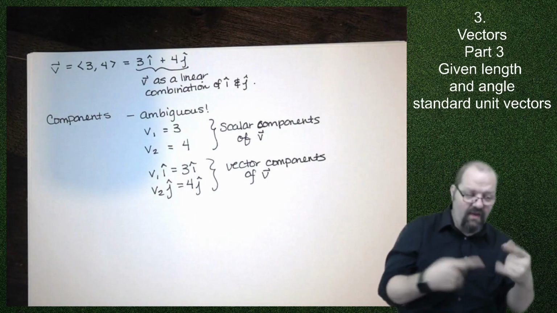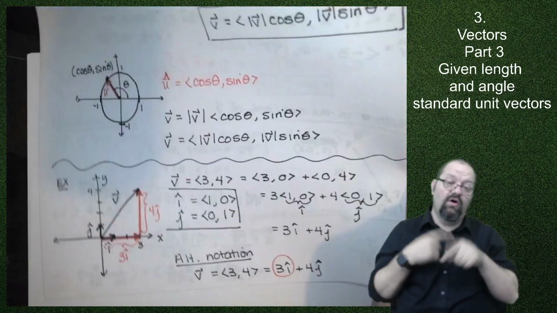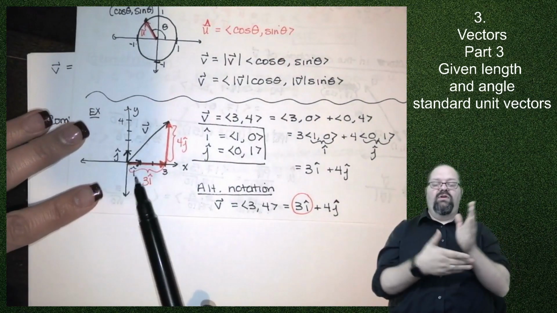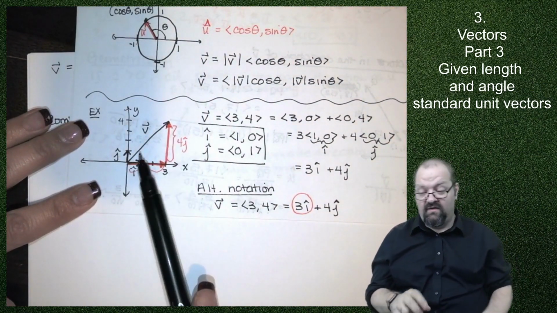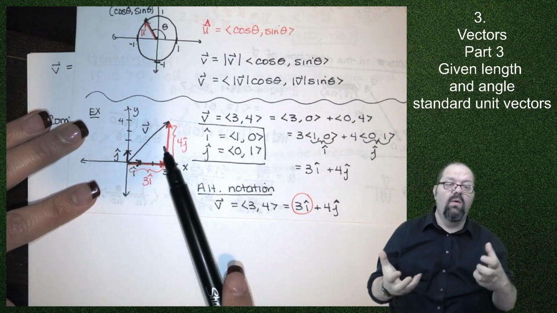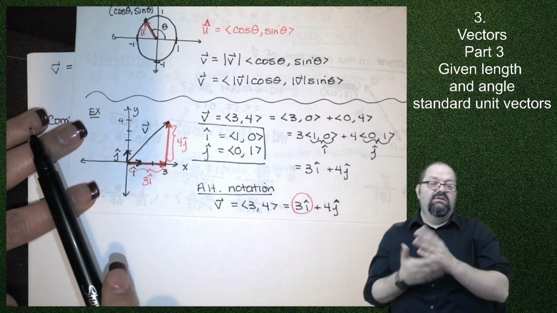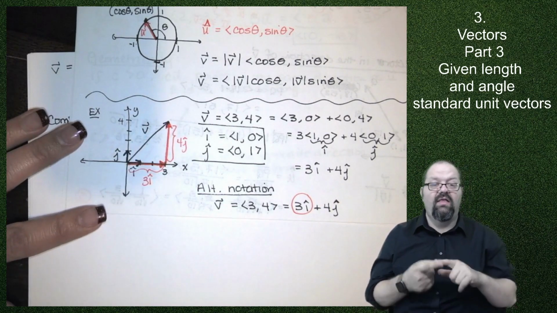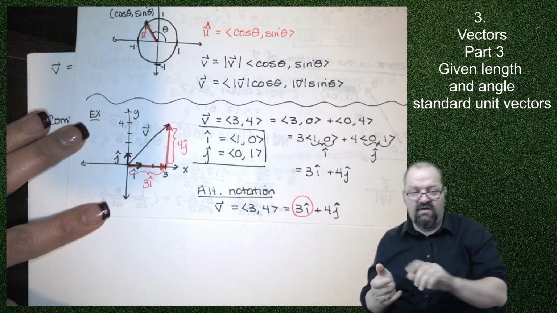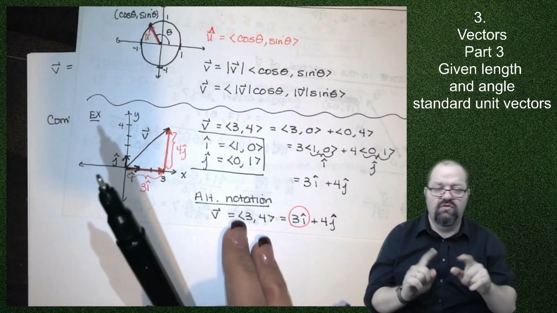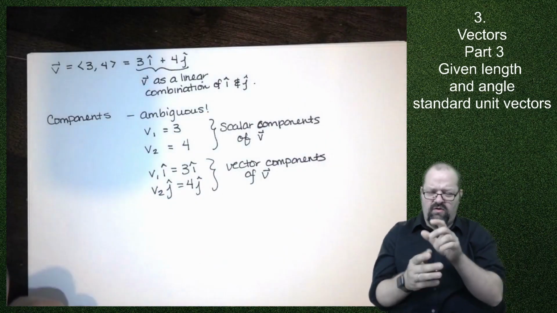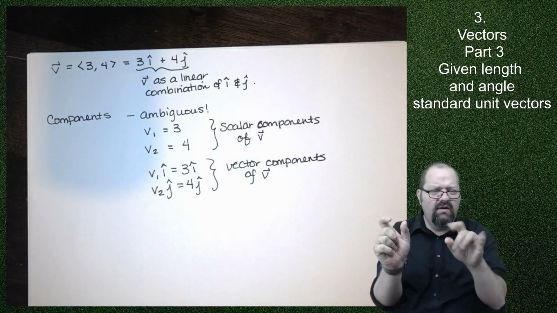And they might even be talking about entirely different components. What if I didn't want the component of v in the x direction and y direction, but I wanted the component of v in this direction, in some perpendicular direction? I wanted to add those two guys together to get v. Well, that's possible too. So just be aware that components could be referring to scalar components or vector components.